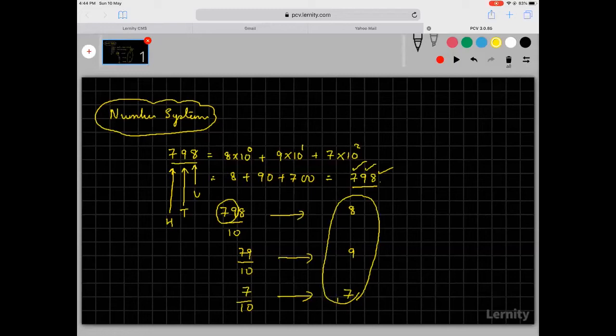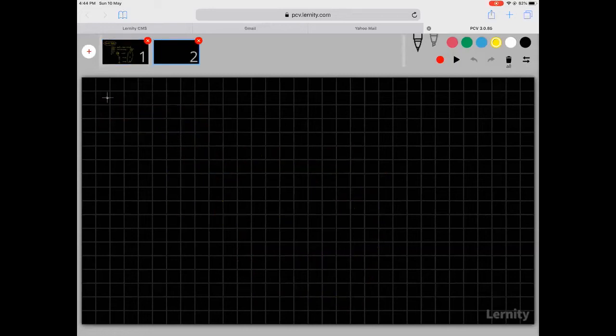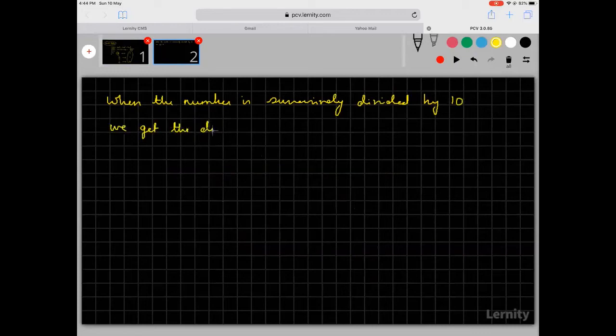So successively, when the number is successively divided by 10, we get the different digits as the remainder, right?